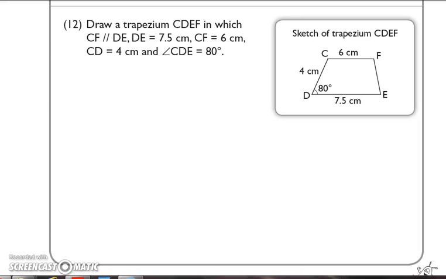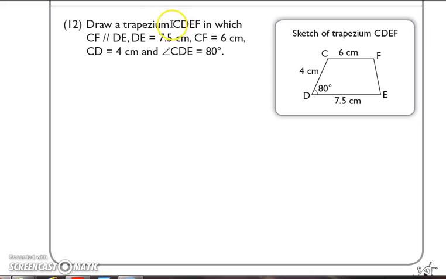5B Workbook Geometrical Construction, page 145, practice 2, question 12. We're going to practice drawing a trapezium, and this time the trapezium is one where we're given 3 sides and an angle. So let's take a look.